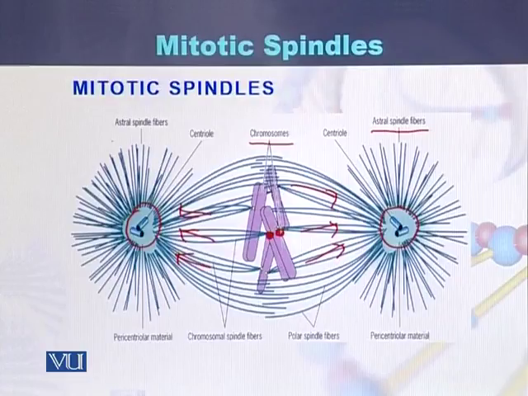In addition to spindle fibers which are attached to the kinetochore, there are some additional spindle fibers which do not attach to the kinetochores of the chromosomes. They actually push to the poles and they make the cell change from round into oval.